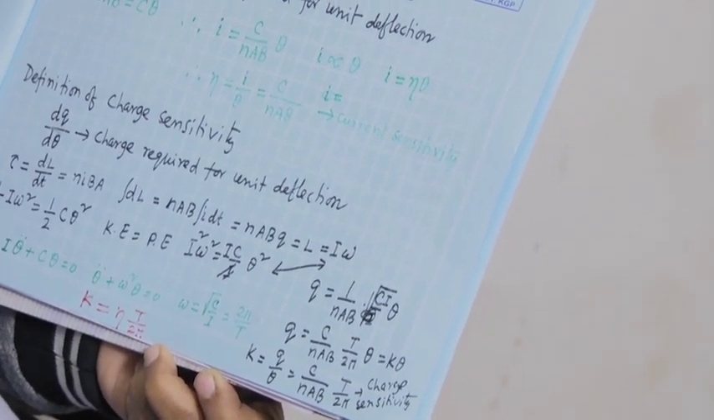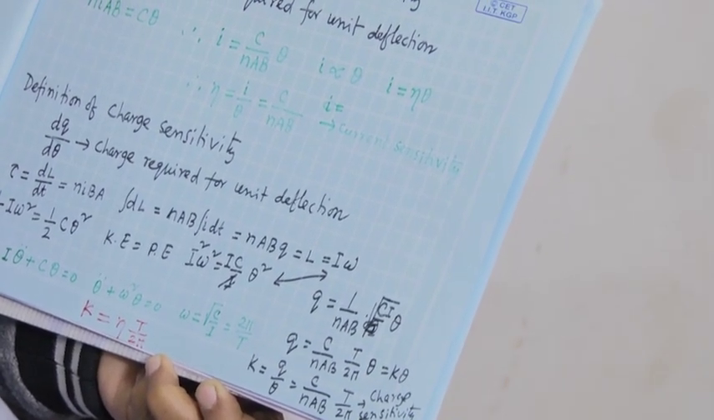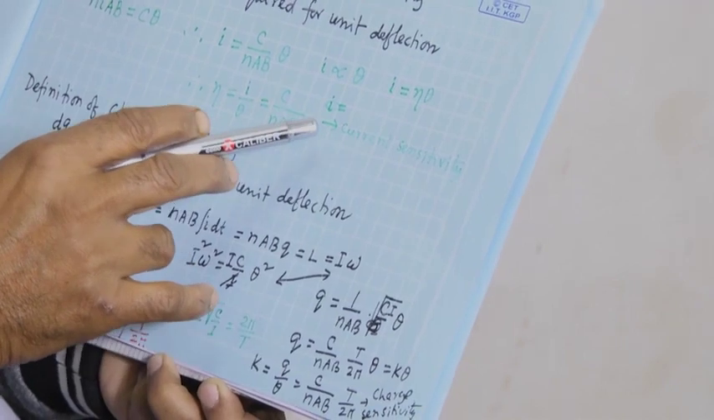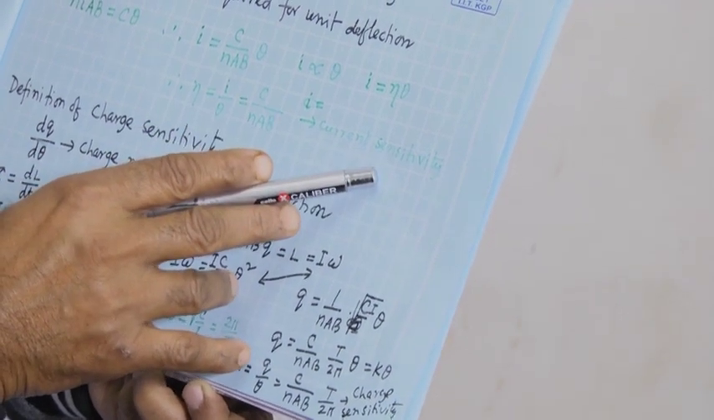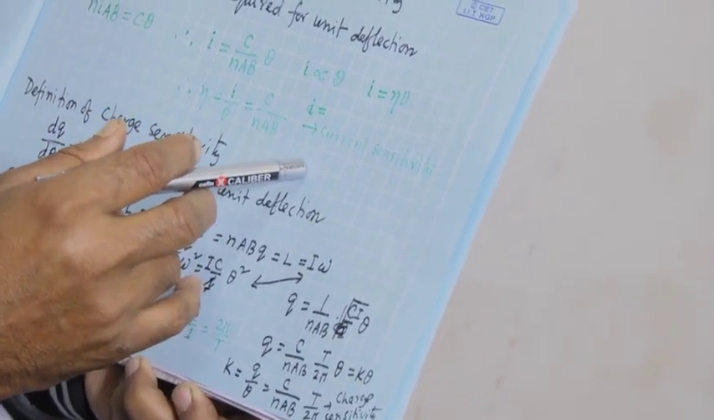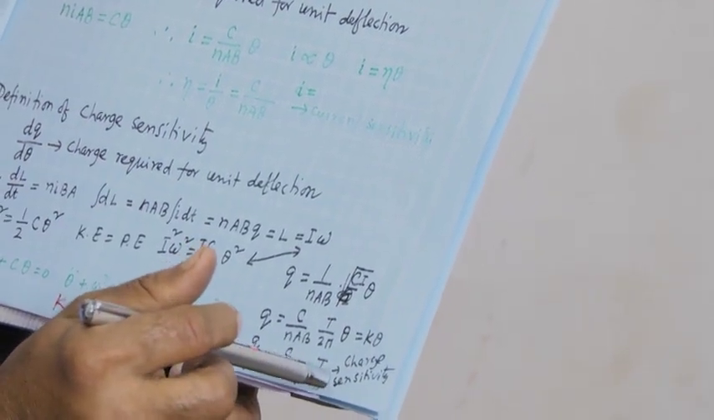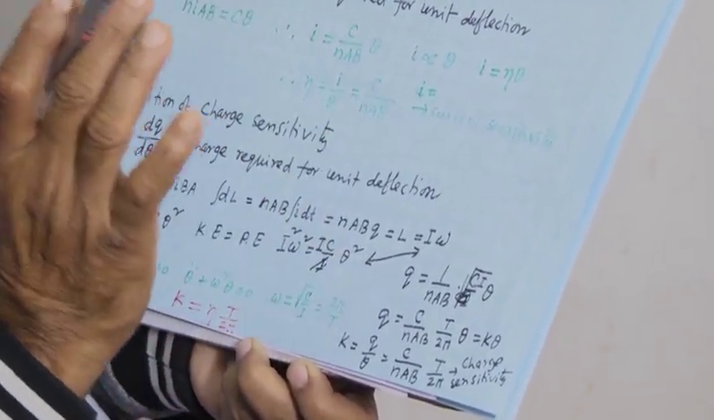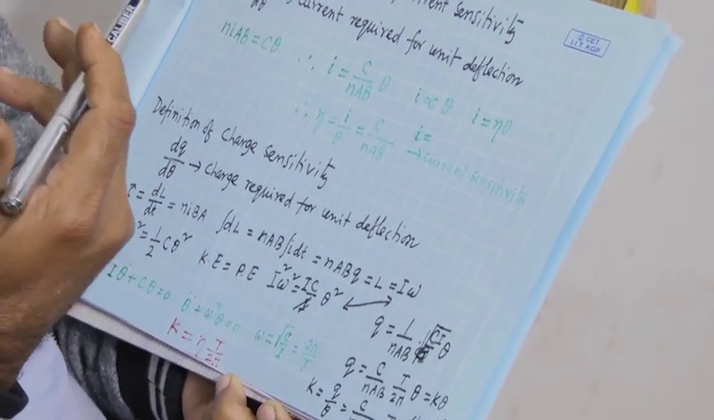So in this experiment, we have to design the experiment in such a way that we can measure the current sensitivity. How to design that experiment for measuring the current sensitivity, and after that, just by measuring the time period, we can get the charge sensitivity. For that we have to design the experiment, and that's what I will discuss in the next class when we do the experiment.